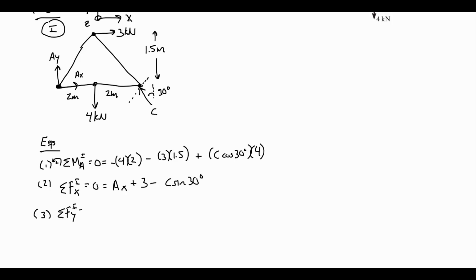And the y direction, all of AY minus the 4 kilonewton applied load plus C cosine 30 degrees will be in the positive y direction.